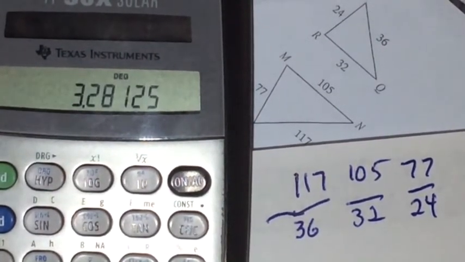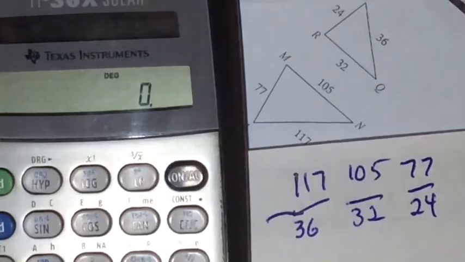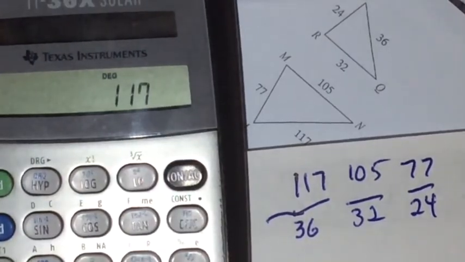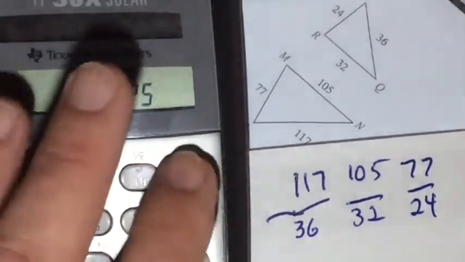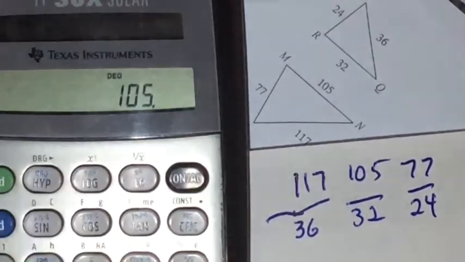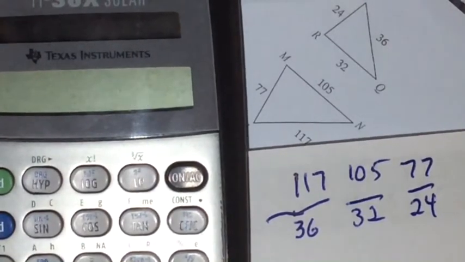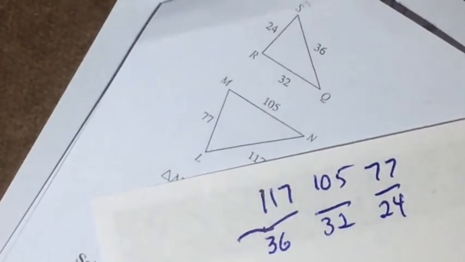gives us, let me just double check to make sure I did that right. 117 divided by 36, 3 1/4. 105 divided by 32. Yeah, these are not similar, because they don't have the same ratios. That one's easy. Let's see what this one does.